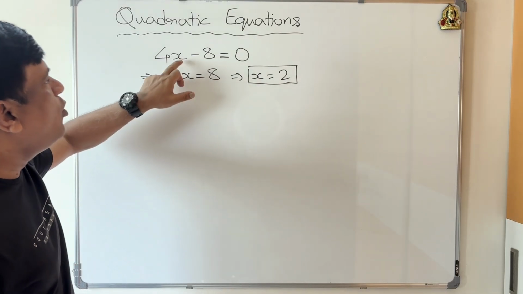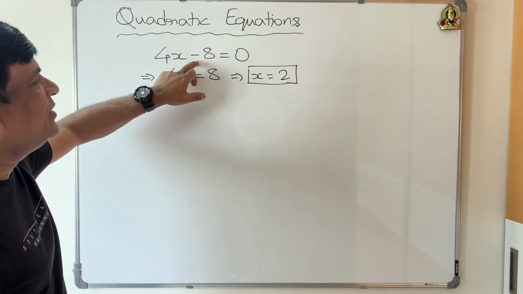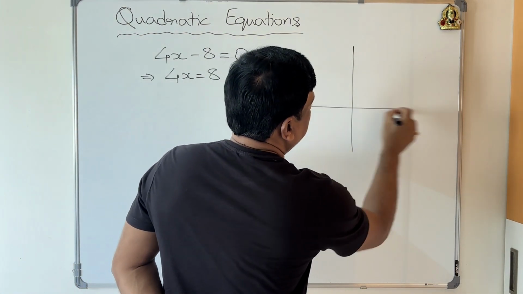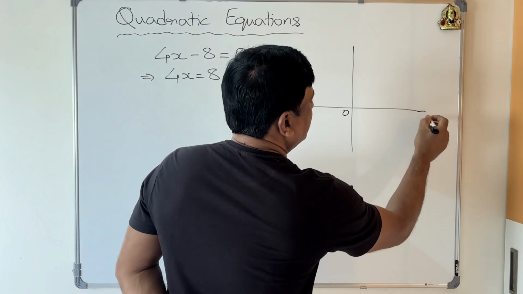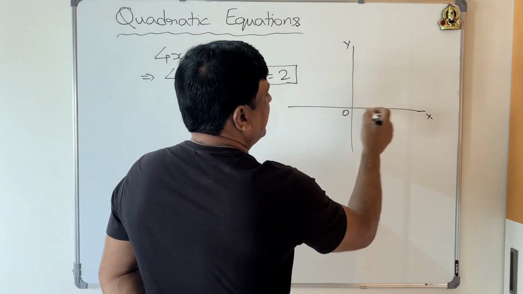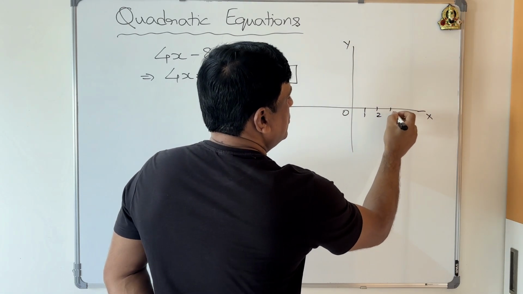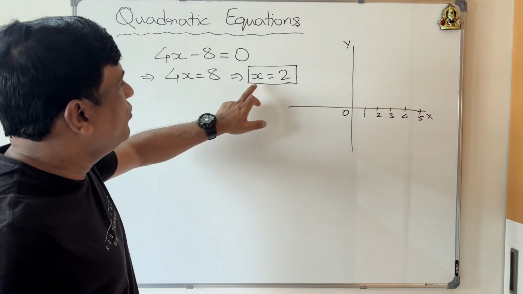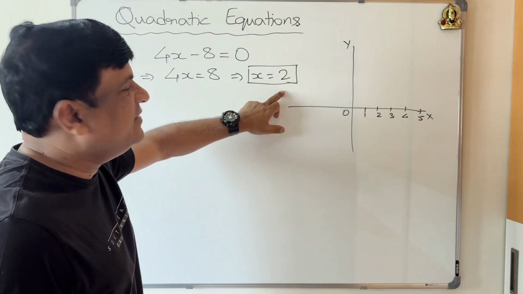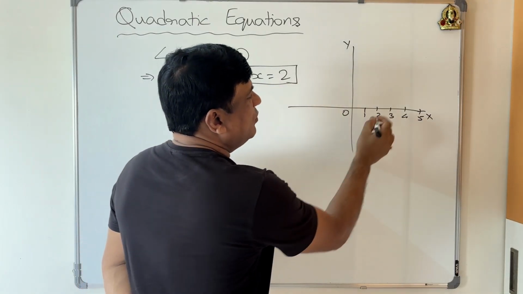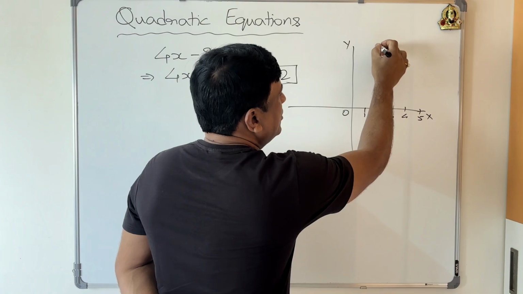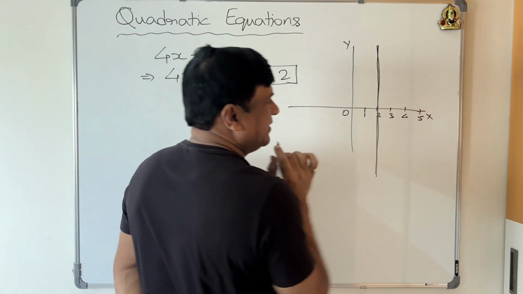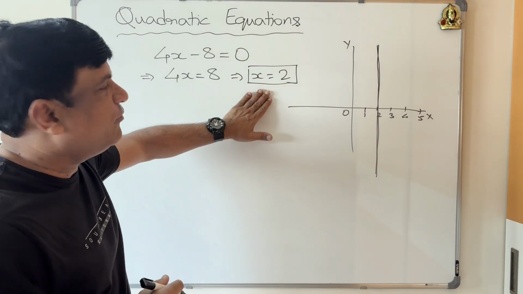And if you want to plot the graph for this linear equation, suppose you have the graph this way: x, y-axis 1, 2, 3, 4, 5. Now look at it. What do you have over here? x is equal to 2. x is equal to 2 means x lies here. So basically the line is going like this. This is the graph for that particular line. That is what it indicates over here.